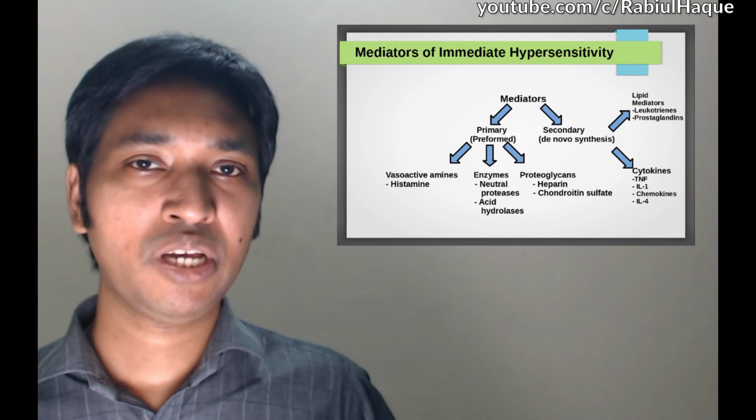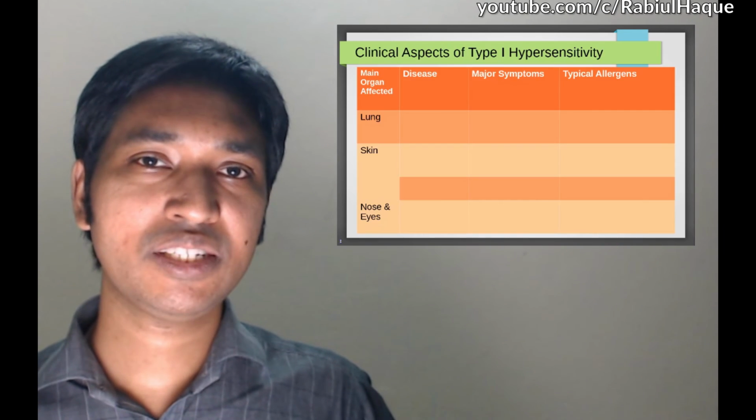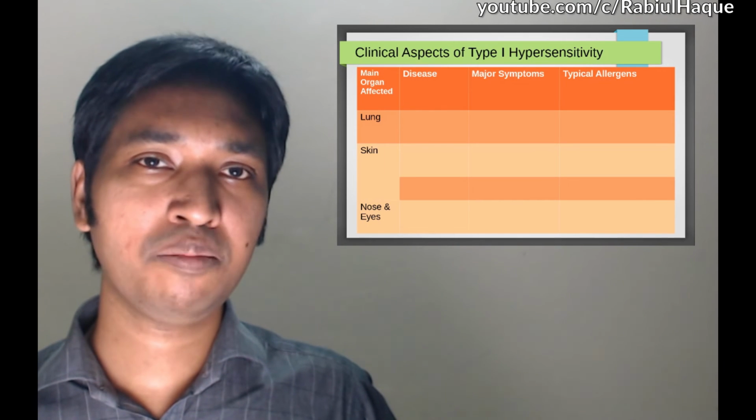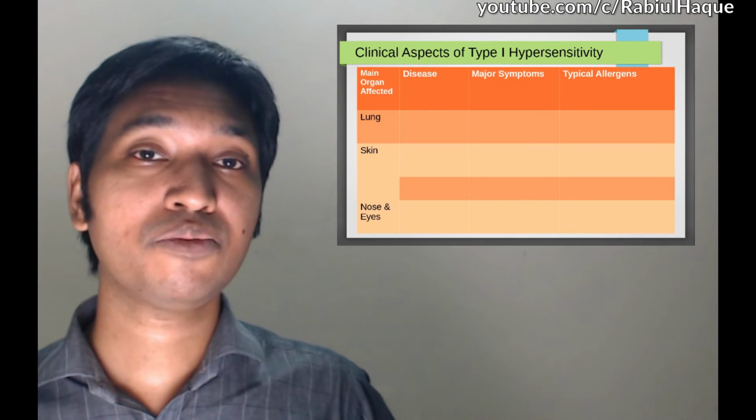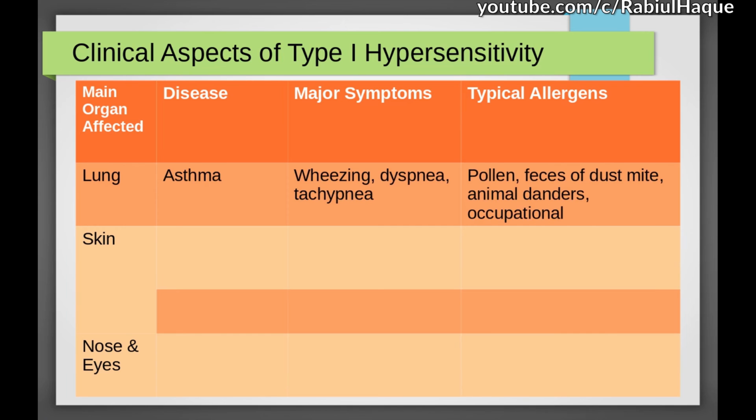So now that we have talked about the mediators of type 1 hypersensitivity, let's move on and talk about the clinical aspects of type 1 hypersensitivity. This slide is summarizing the clinical aspects. We can see that in the lungs, the disease caused by type 1 hypersensitivity is asthma. The major symptoms will be wheezing, dyspnea, and tachypnea.